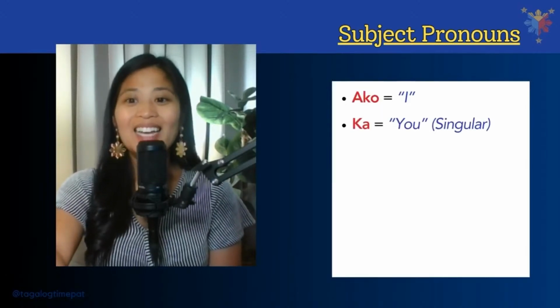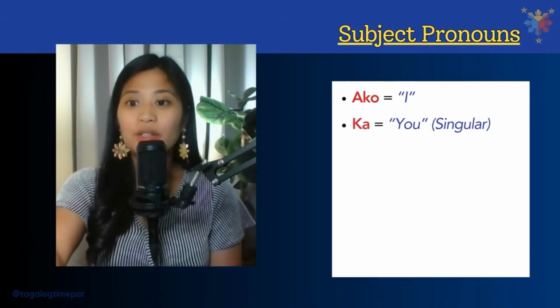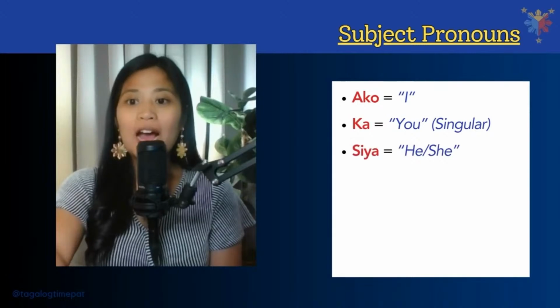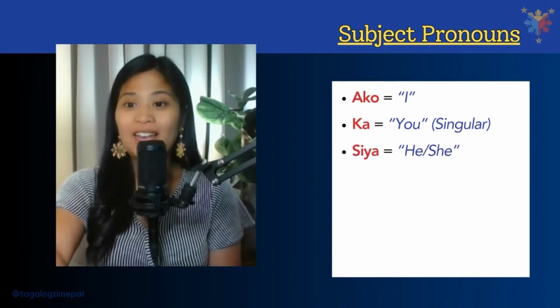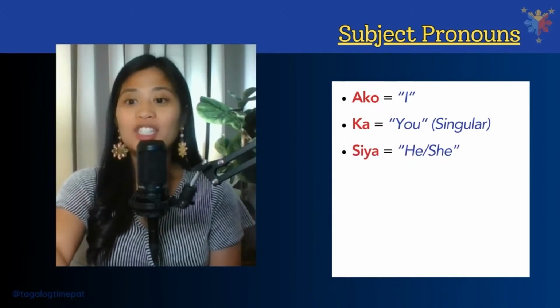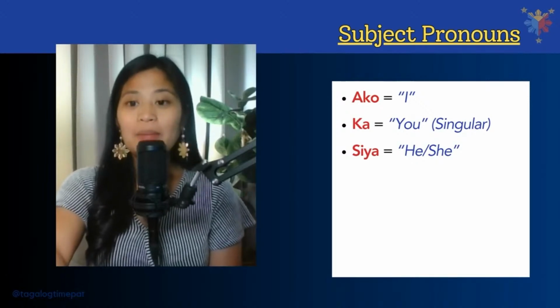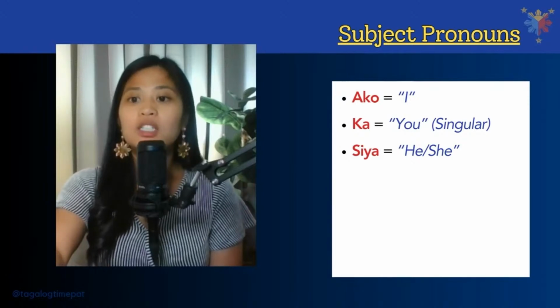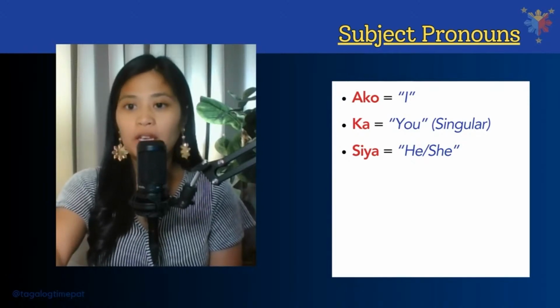Ako means I. Ka means you singular, so it's just you by yourself, one person. Siya means he or she. And I want to point out that siya is gender neutral. That means you have to listen for the context of the sentence to determine who that person is talking about.